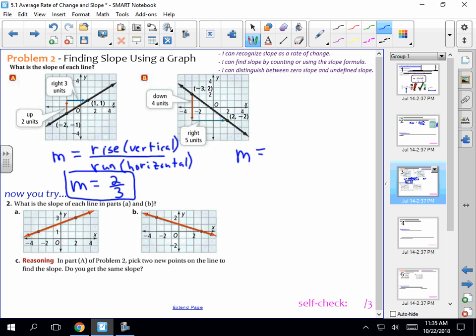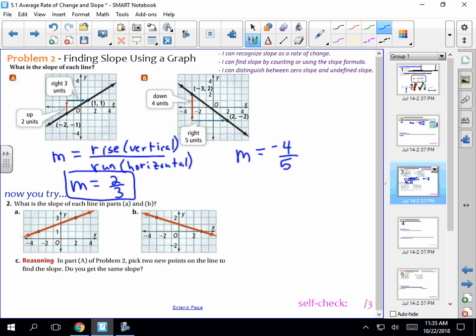And here the slope is down 1, 2, 3, 4. So we can put a negative 4 on there, and then over 5. It doesn't matter where you place the negative. A lot of students like to think of it as when I go down, I'm going negative units.